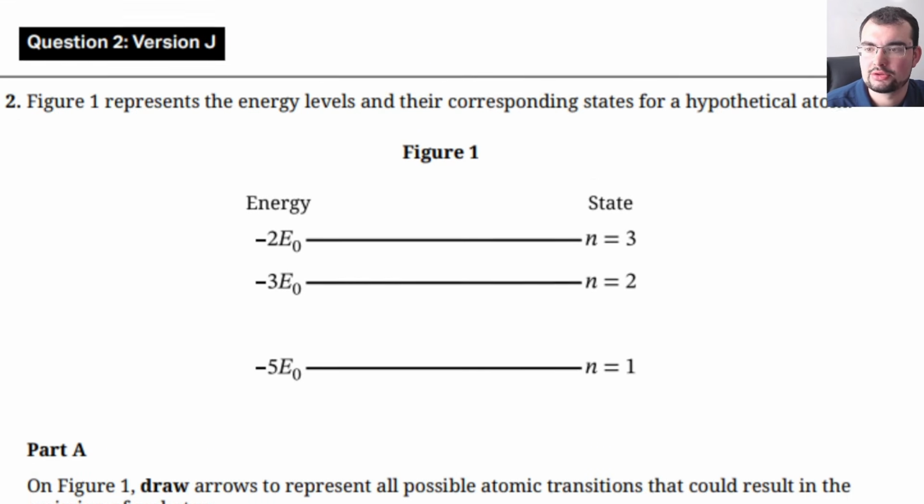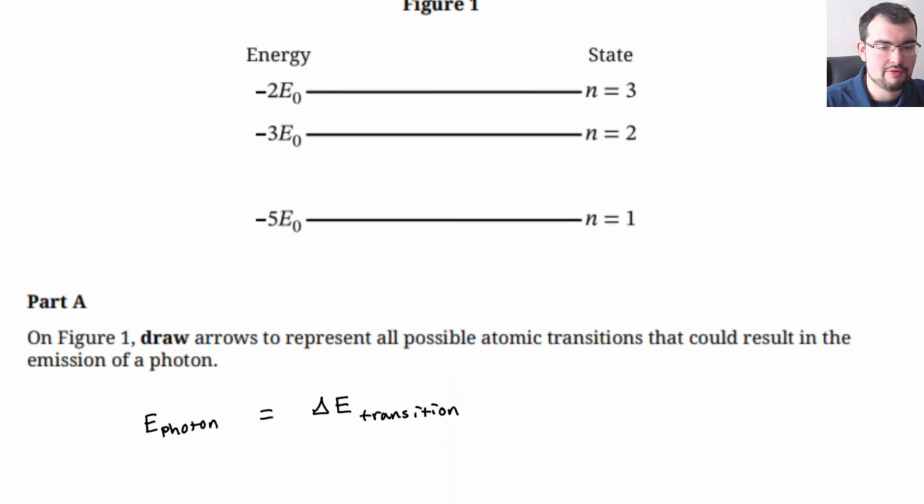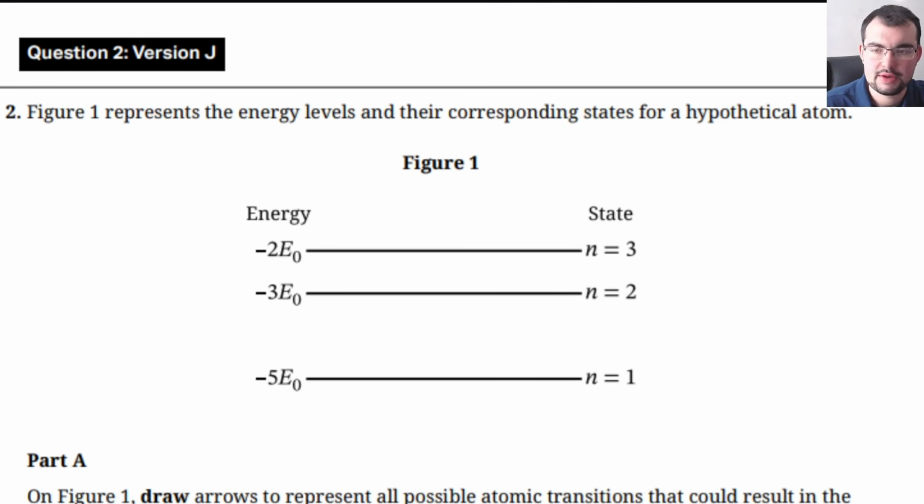And we first want to draw the possible transitions we can get that result in an emission of a photon. The energy of an absorbed or released photon has to be equal to the delta E of the transition by energy conservation. So if we're looking to emit a photon, that must mean that we're going to an energy level state that is lower.